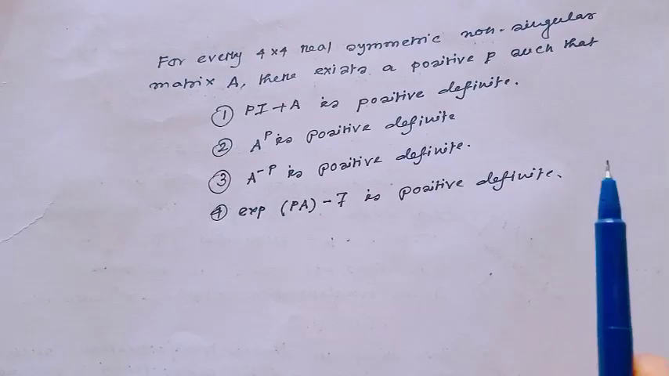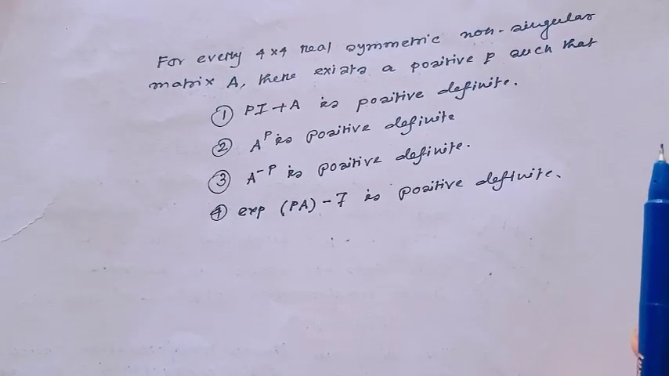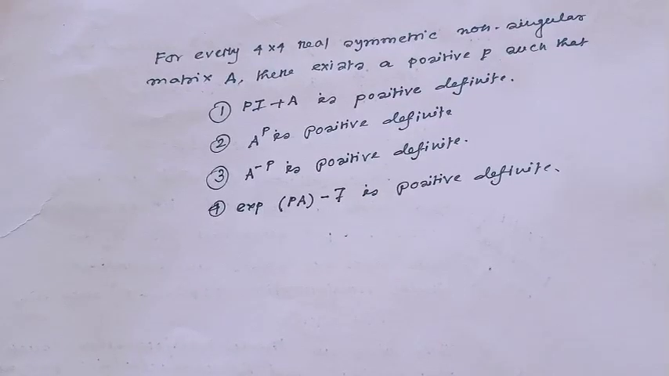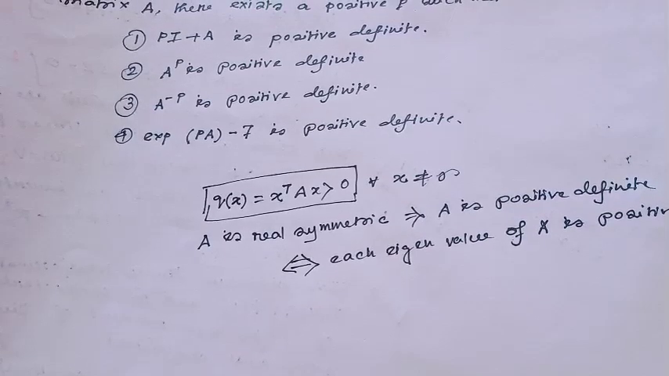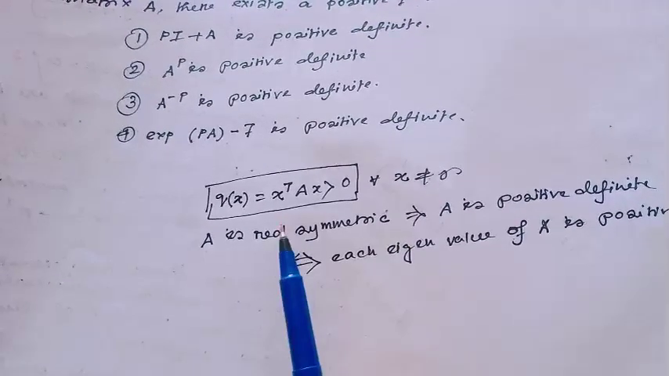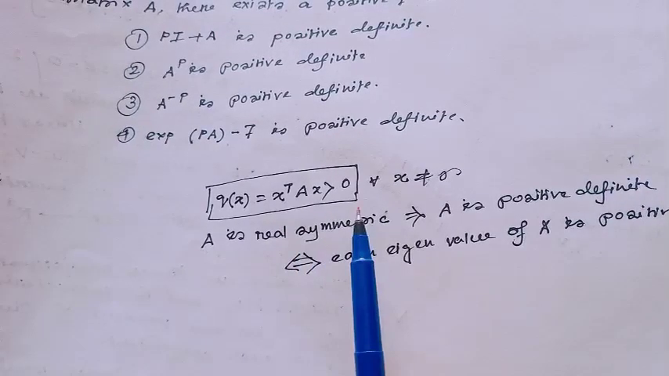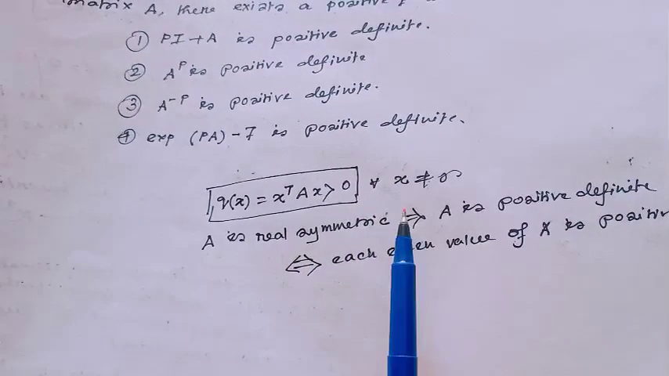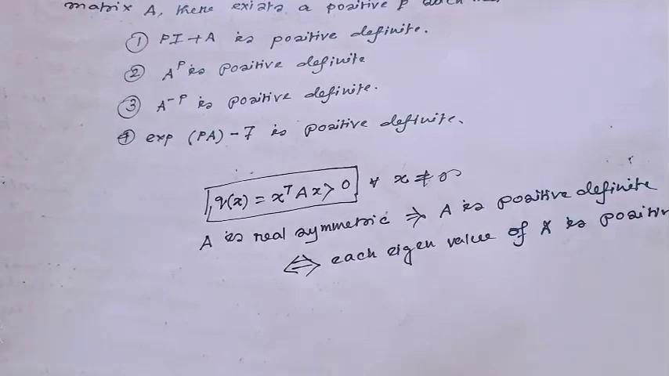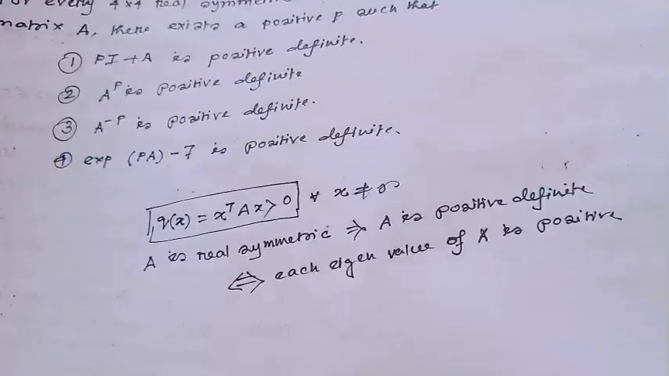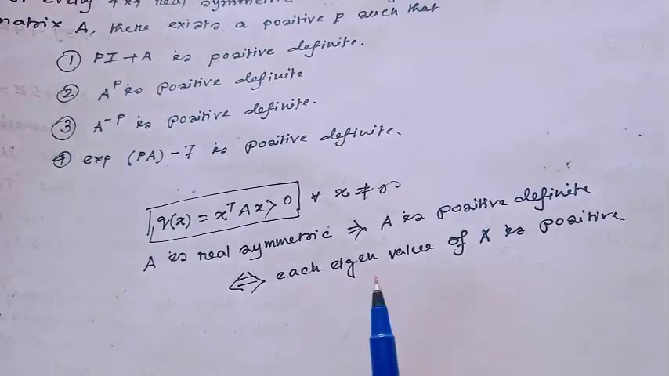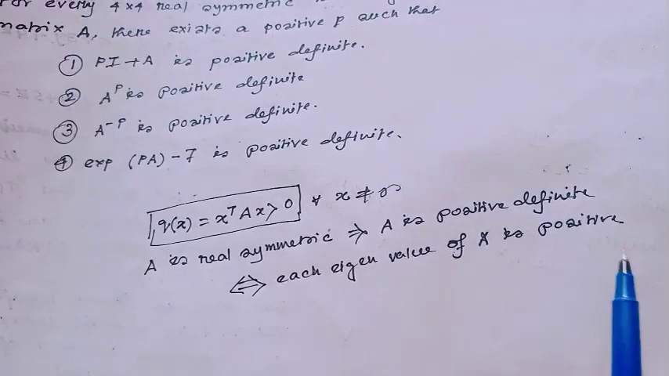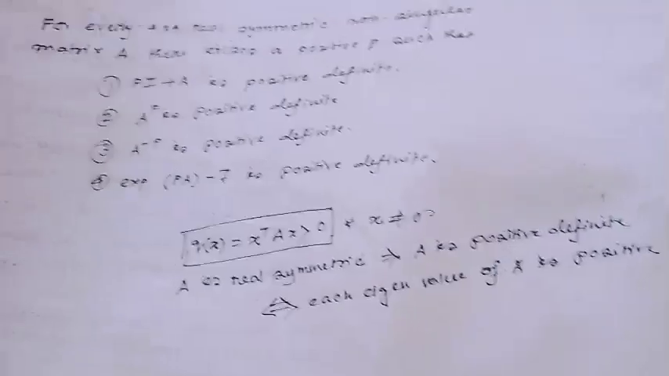At first I will tell you, just try it yourself first, then see my solution. Here we have to find the positive definite. We all know the definition of positive definite: Q(x) equal to x transpose Ax is strictly greater than 0 for all non-zero x. And when A is a real symmetric matrix, then A is positive definite if and only if each eigenvalue of the matrix A is positive.